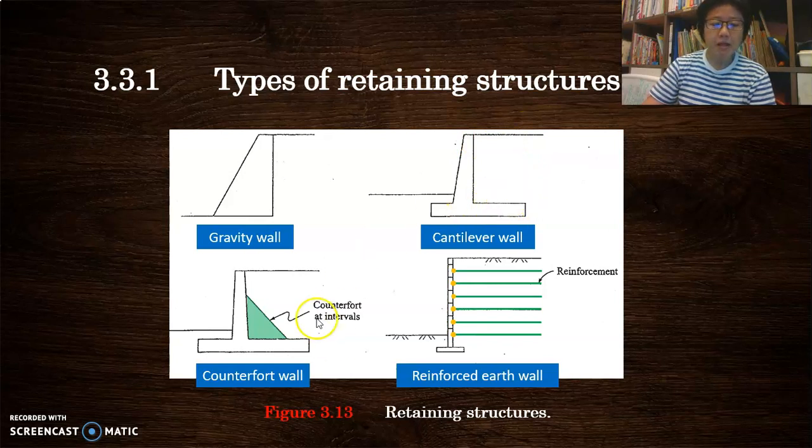Right? And the third type is the counterfort wall. You can see it's similar to the cantilever wall, just that at the back of it you have extra support, which is known as a counterfort. We'll see some details after this. And the fourth type is very popular in Malaysia, especially in constructing the flyovers. These are called the reinforced earth wall. We'll see again from the picture how they look like. You will recognize this easily.